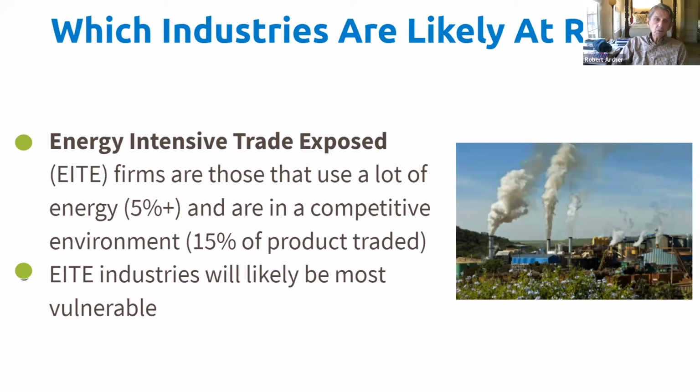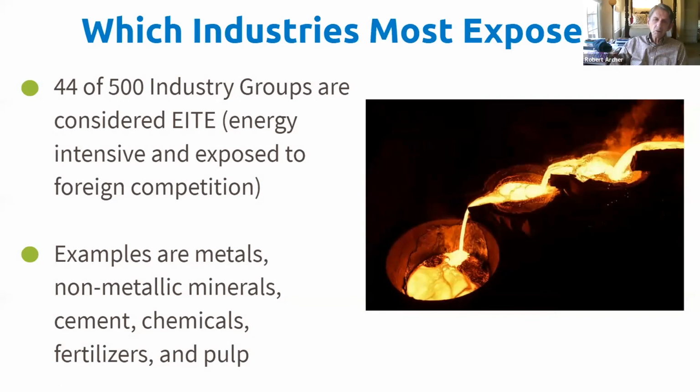So which industries are likely at risk? It's those using a lot of energy and those that are in competition internationally. And so they are vulnerable. Which industries are these? It's heavy industries, maybe 10% of the industry groups: metals, minerals, cement, chemicals, fertilizer, pulp. But take note that less than 10% of US industries fall into this category. And most industries' energy costs average about 2% of production costs.